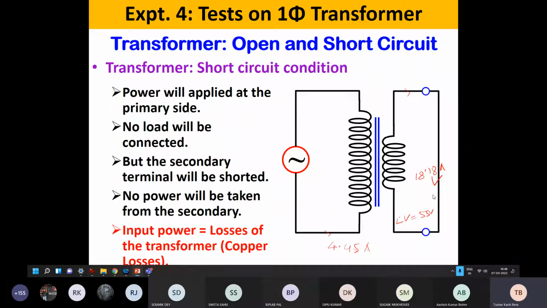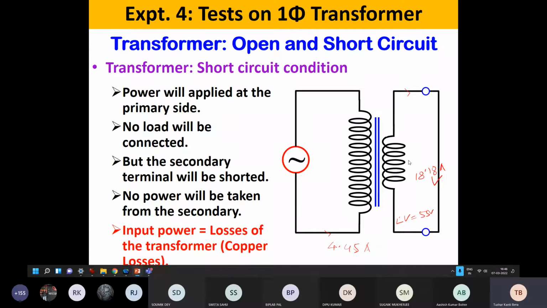So now for the short circuit test, what is done? Low voltage is short circuited and high voltage is taken for the primary winding. So primary winding means power will be applied to the high voltage winding, and low voltage is shorted with one ammeter. And we will gradually increase the voltage here so that we will get the full load current through the secondary winding.